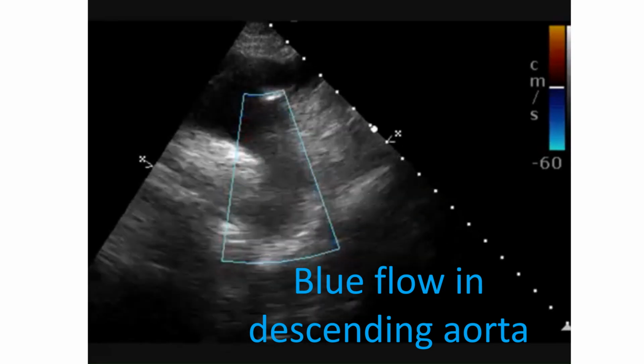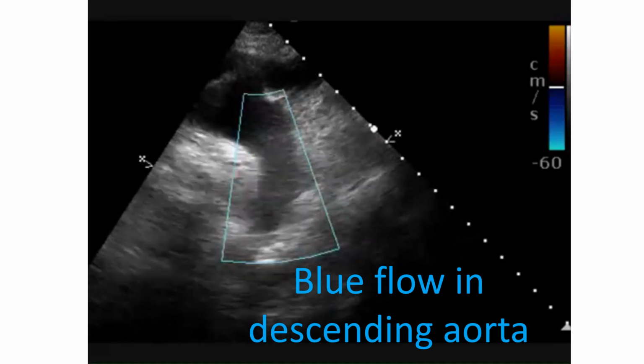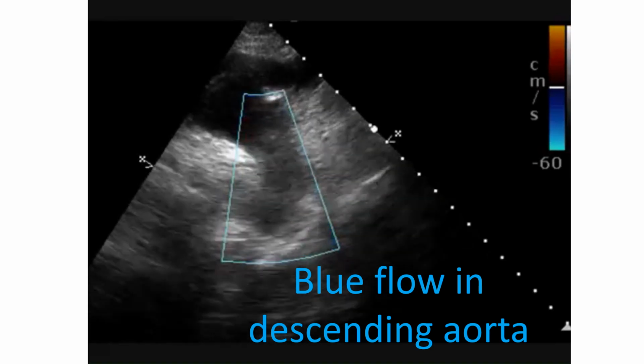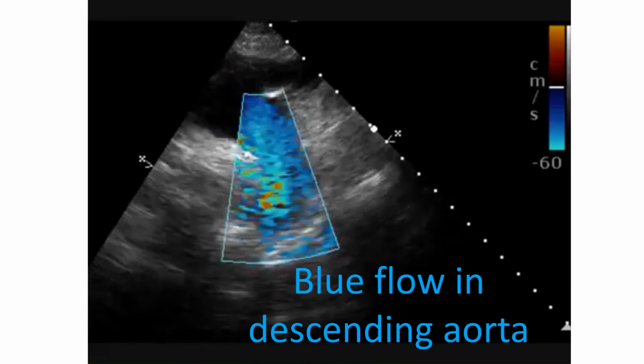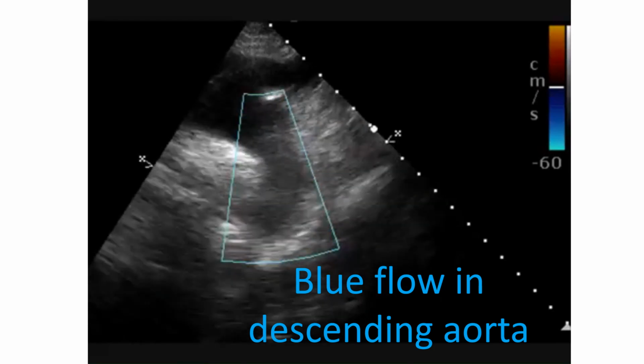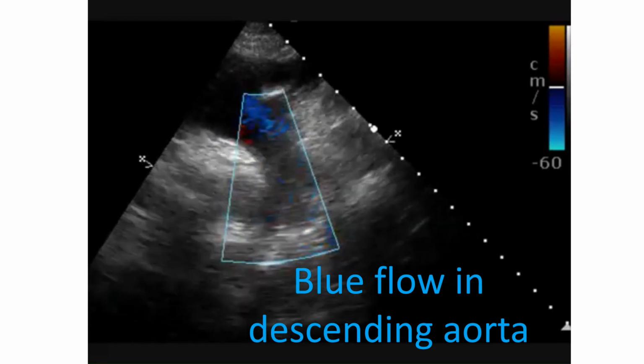This color Doppler shows downward flow of blood in the descending aorta. As the probe is kept in the upper part in the suprasternal notch, the downward flow in the aorta is color-coded blue.